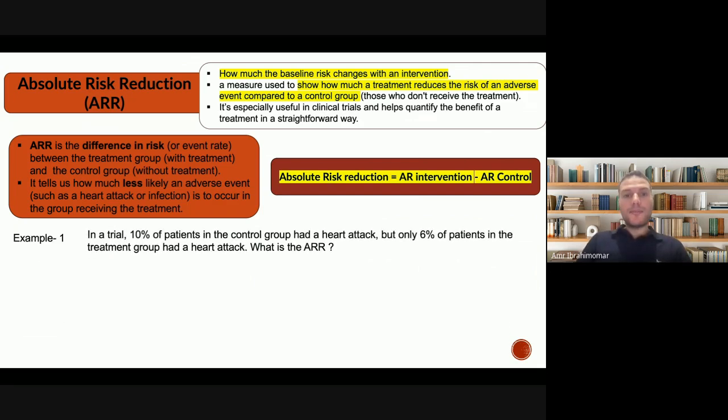Let's have an example. In a trial, 10% of patients in the control group had a heart attack, but only 6% of patients in the treatment group had a heart attack. What is the absolute risk reduction? You find the difference between them. It will be 4%. Here it is minus, because we subtract the control, which is larger, 10%, from the treatment. So that's why the value is negative.